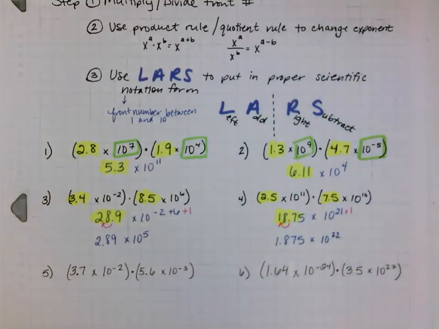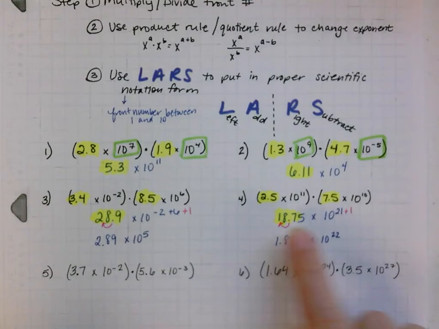Remember that exponents are powers of 10, so when I move the decimal place one time, I'm changing a power of 10, which is why I can just add to the exponent here.